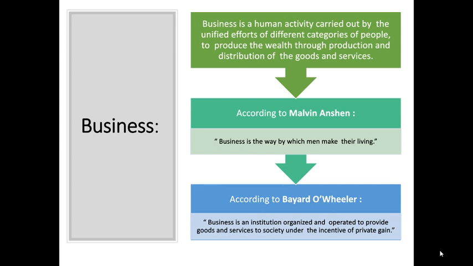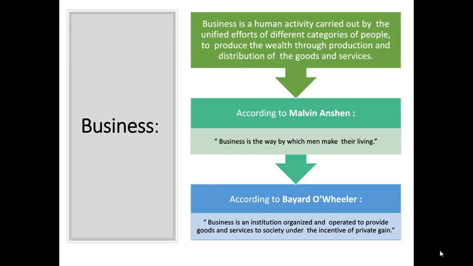According to Malvin, business is the way by which men make their living. So how men make their living, that way is known as business. According to Bayard, business is an institution organized and operated to provide goods and services to society under the incentive of private gain. So what is the main motive of a business? Profit making. Profit making or wealth making is the main motive of any business.